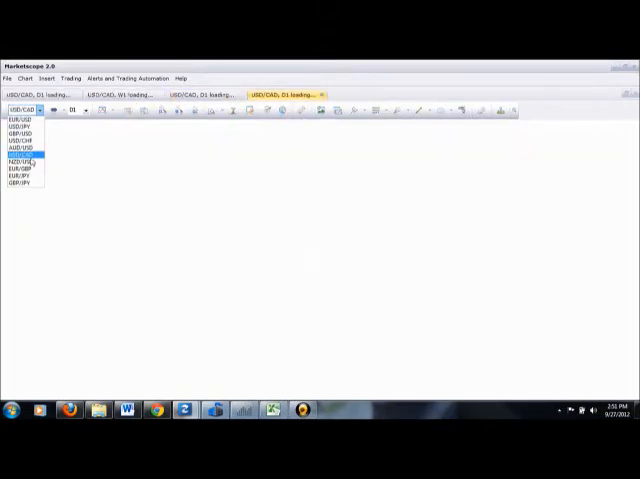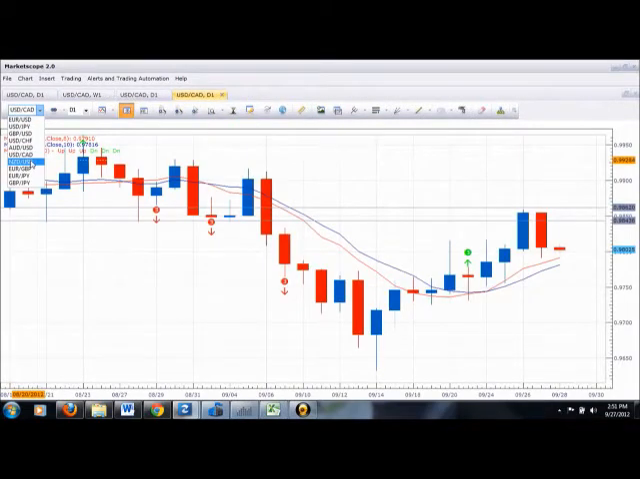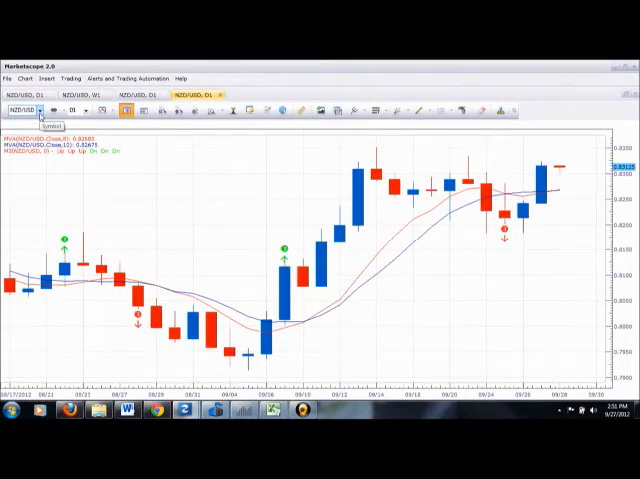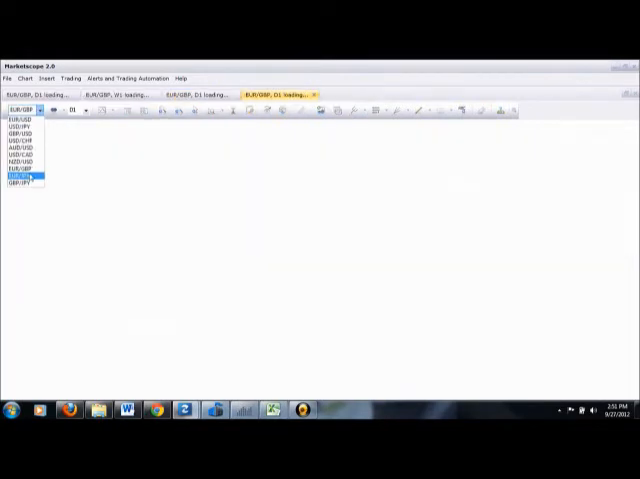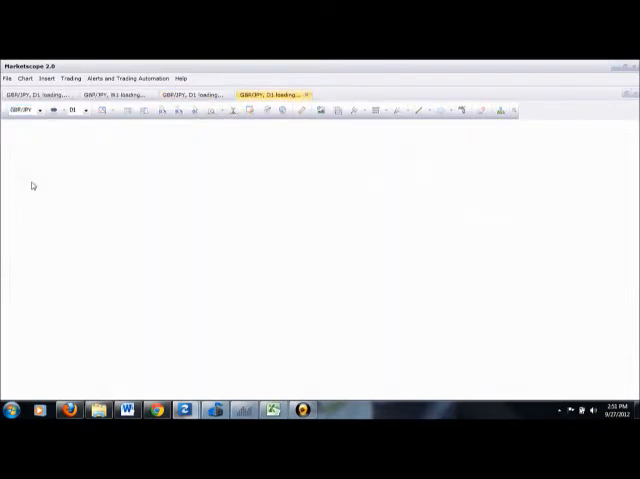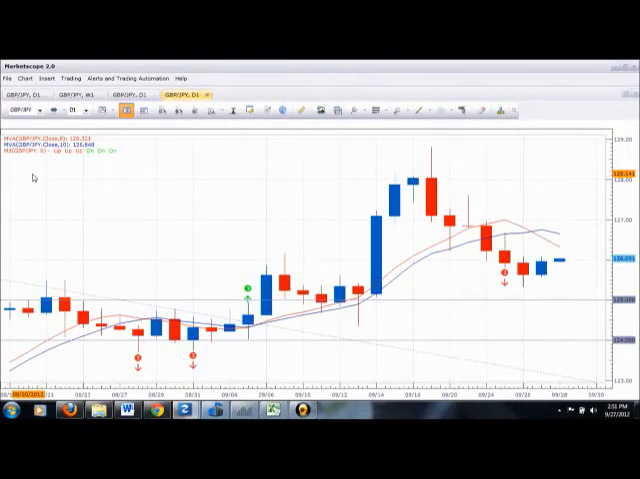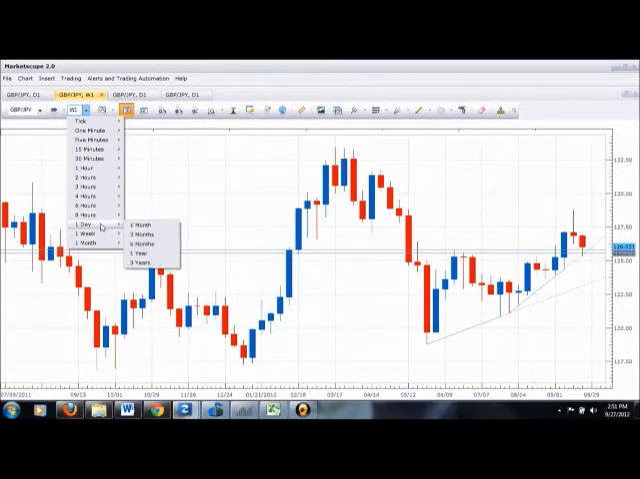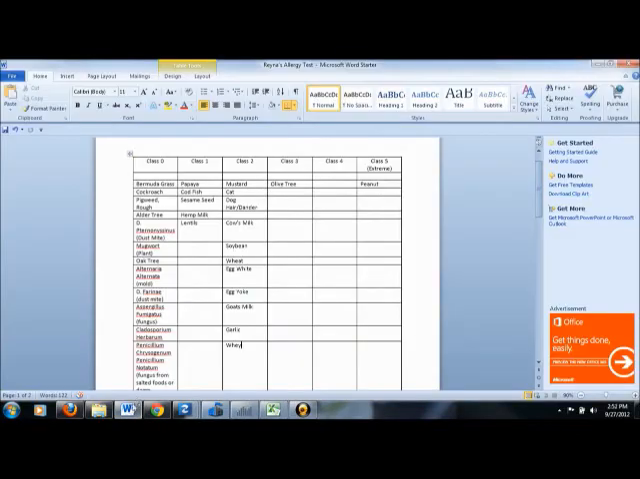Dollar CAD, almost touching the 8 of 10, so nothing. Kiwi, bingo, we have an entry later on, actually tomorrow. Euro pound, nothing. Euro yen, nothing. And the pound yen, nothing either. Alright, so in terms of entry points, back to method number 1. Okay, let's go through here.